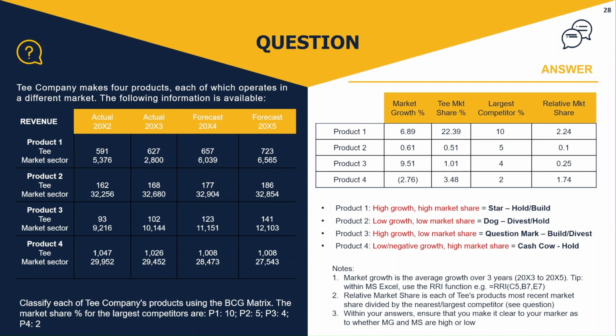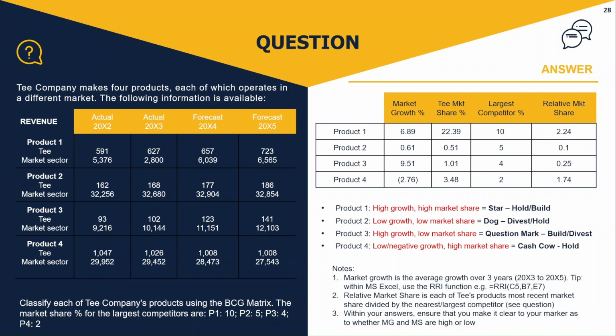So market growth is the average growth over the 3 years. It will be a computer-based exam, so you can do this in Excel. There's a function there of RRI, and that's going to be the quick shortcut to get the average growth. Relative market share is the most recent market share divided by the largest or nearest competitor. So that's something to watch out for, where you don't necessarily want to use the average market share. Again, you want to use the latest one if that's what you've been given.